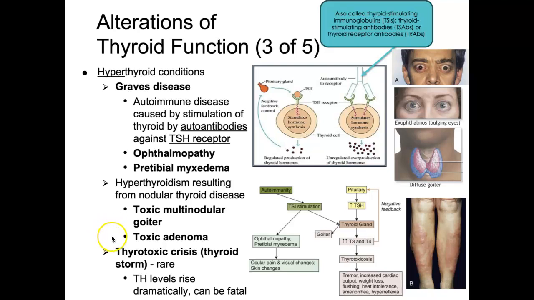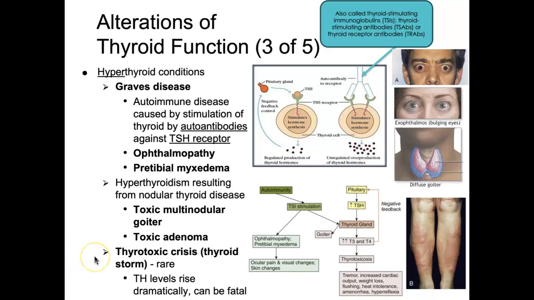And if we only have one nodule that's hyperfunctioning, then it's called toxic adenoma. Now, within either of these two types, we are not going to see the ophthalmopathy nor the pretibial myxedema, but we do see an increased incidence of malignancy.